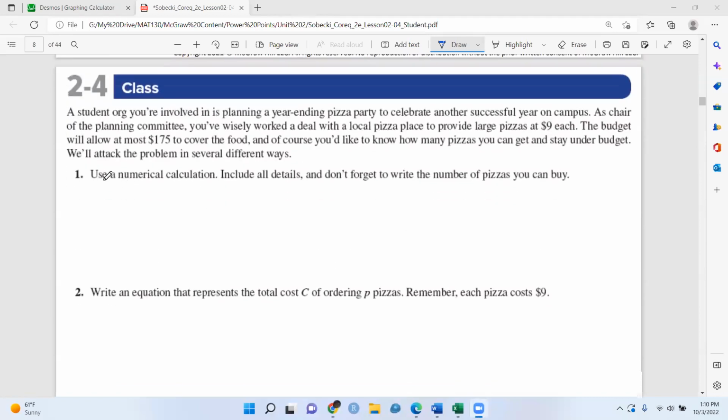I want you all to try to do 1 and 2 while I make sure my daughter is still here. So I'll be back. I'm going to give you 5 minutes to attempt it. You need to read this, and then you're going to do a calculation, and then you're going to write an equation. Set a timer for 5 minutes.